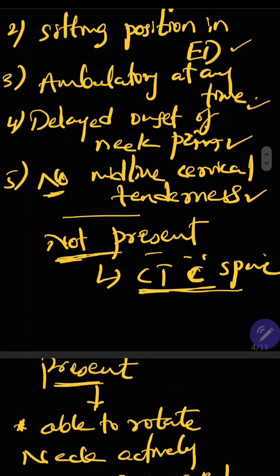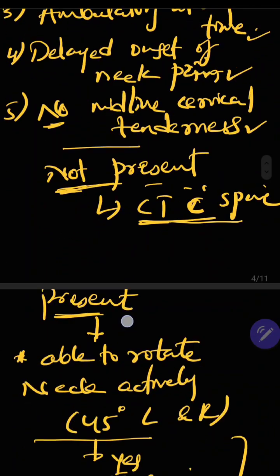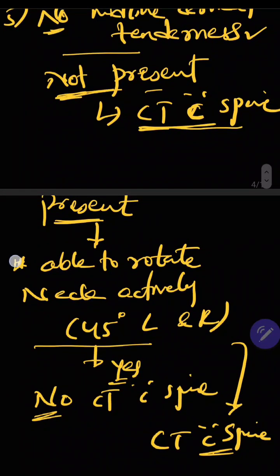If these five low risk factors are present, then you have to go to another criteria, which is whether the patient is able to rotate neck actively 45 degrees left or right. If the patient is actively able to rotate his neck, if it is yes, then you need not do CT C-spine. If the patient is unable to rotate, then you have to do CT C-spine.